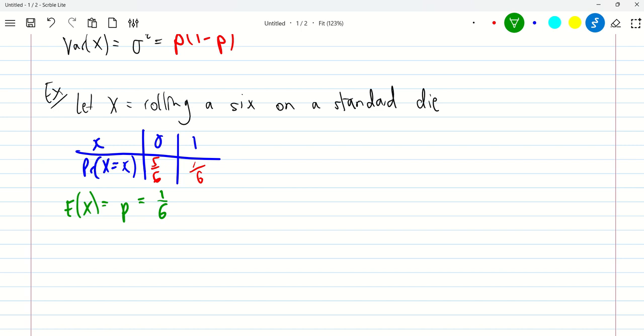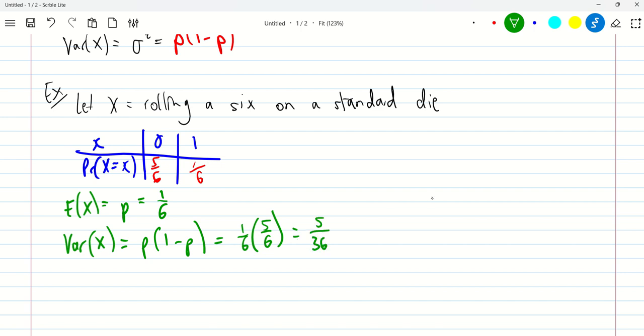Nice and easy. And finally, let's find the variance. The variance of x is equal to p times 1 minus p. The probability of success is 1/6. The probability of failure is 5/6. Multiplying those together, we get 1 times 5 over 6 times 6. So the variance is 5/36.